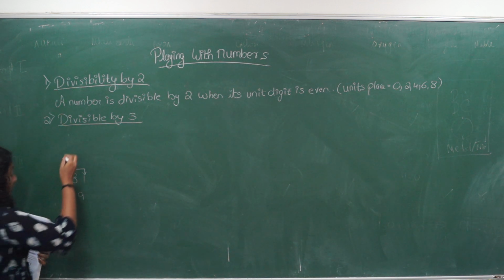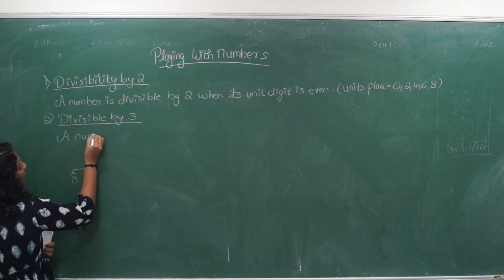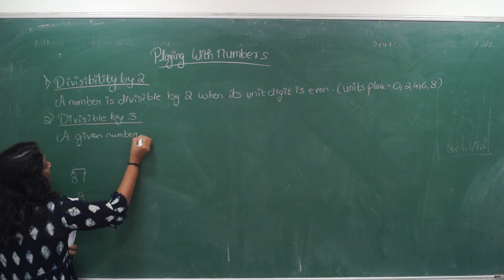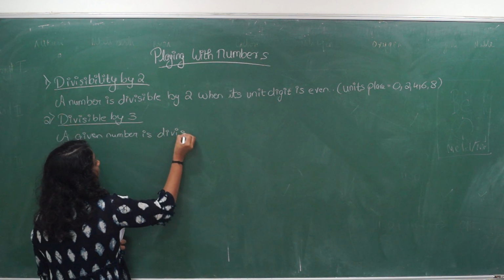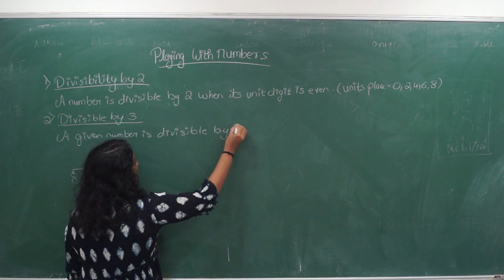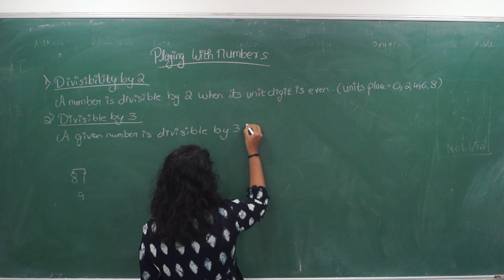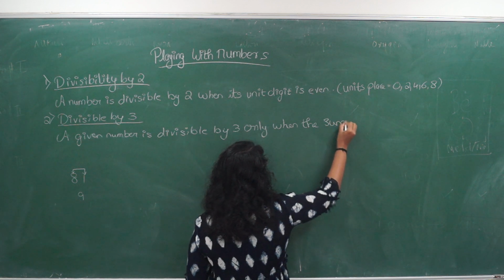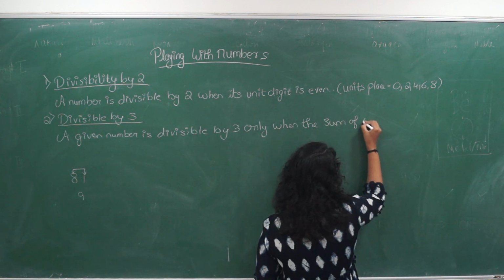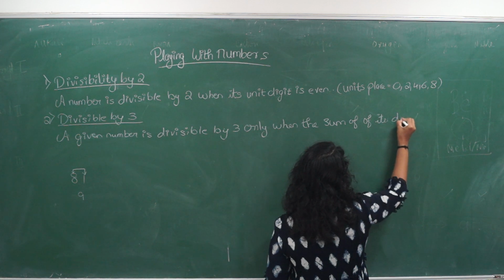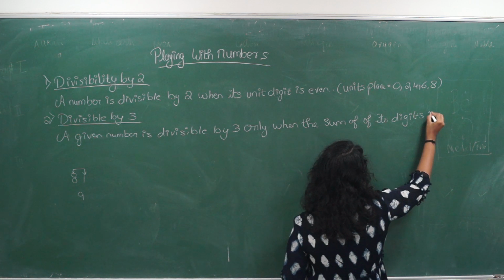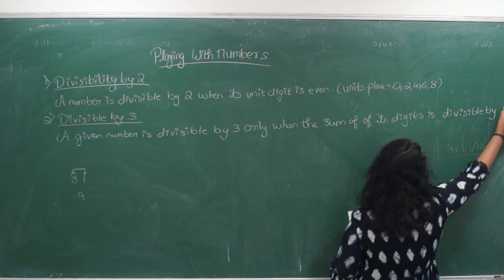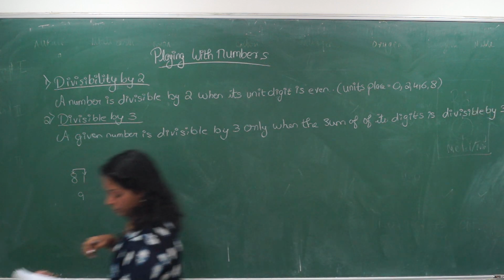So the test says: a given number is divisible by 3 if, or only when, the sum of its digits is divisible by 3. Okay? Do you want any other example?